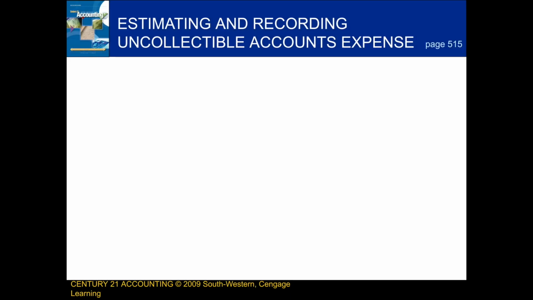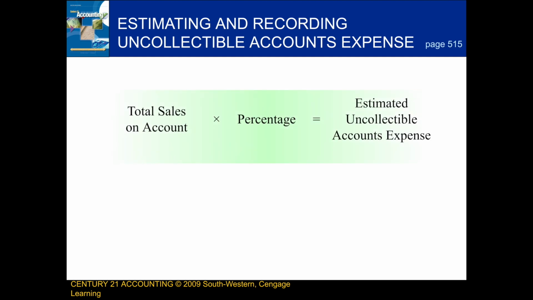Okay, so to start, we're going to be talking about calculating estimated uncollectible accounts expense. When we calculate estimated uncollectible accounts expense, what we do is we take the total sales on account and we multiply them times the percentage, and that will give us the estimated uncollectible accounts expense.